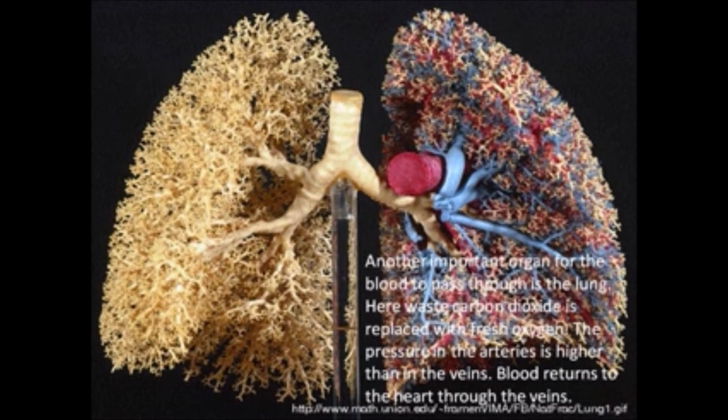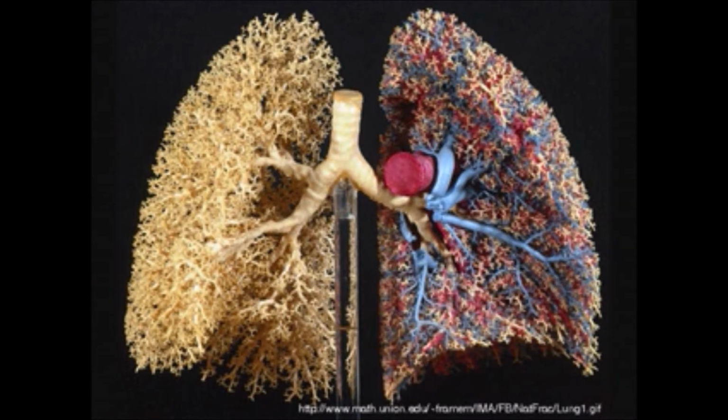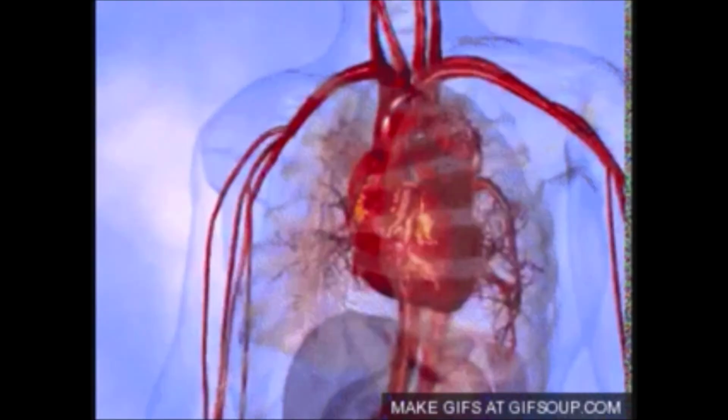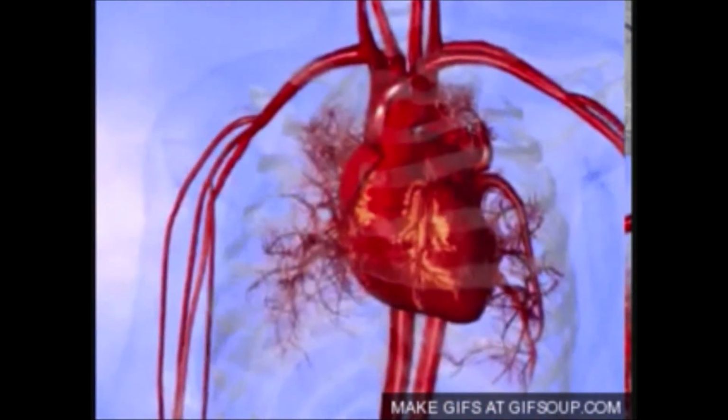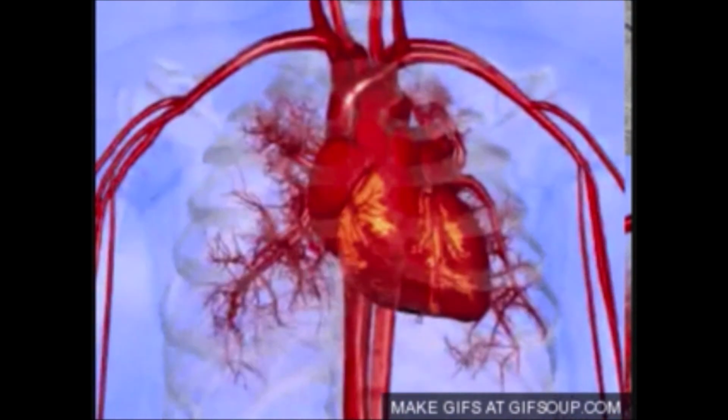Another important organ for the blood to pass through is the lung. Here waste carbon dioxide is replaced with fresh oxygen. The pressure in the arteries is higher than in the veins. Blood returns to the heart through the veins. Observe, this is our heart, how it beats and how it functions.